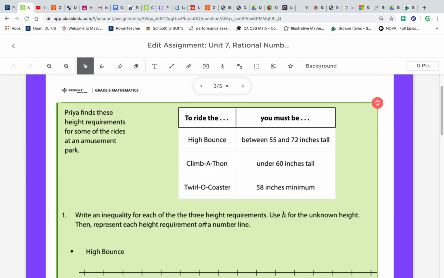So we're going to write an inequality for each of the three height requirements. We're going to use height as the variable for the unknown height. And then we're going to represent each height requirement on a number line. All right, so here we go.